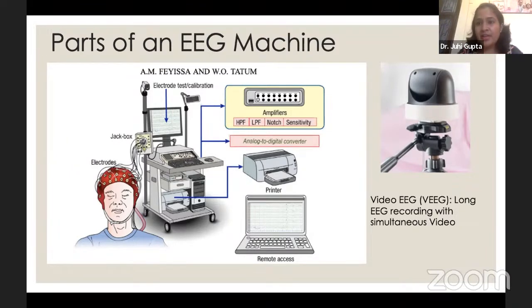Video EEG actually refers to a long EEG record along with a simultaneous video, which is very important to capture the events of the patient. But many times we do not have access to the video records. Sometimes we only have the digital graph with us.